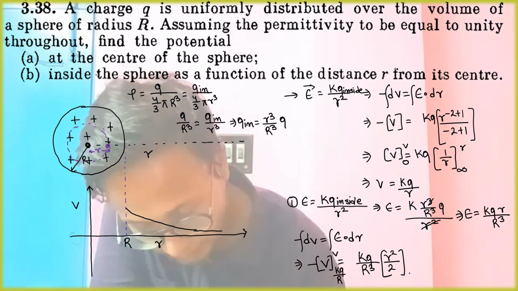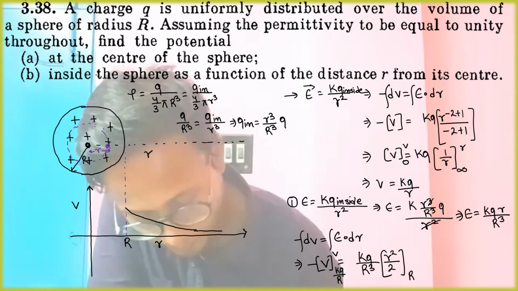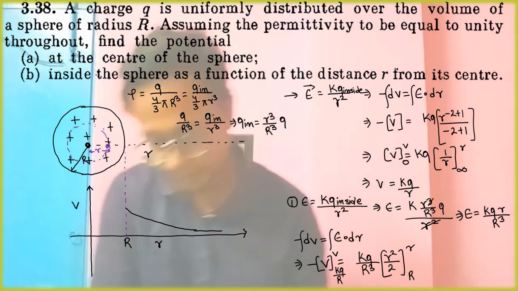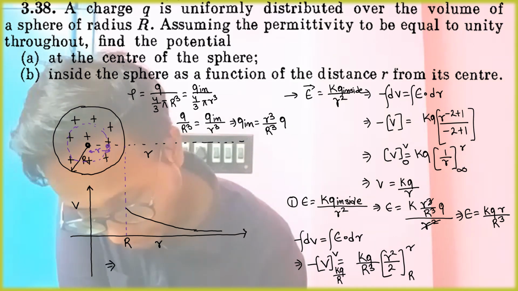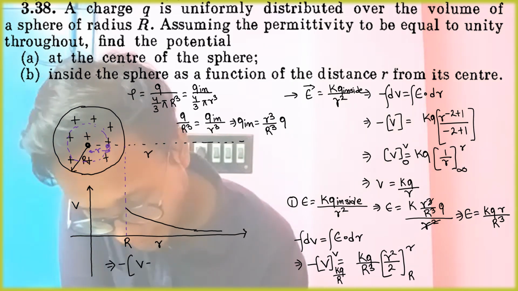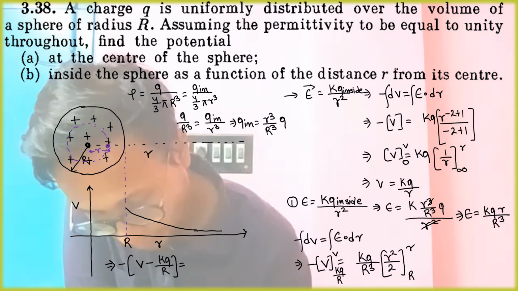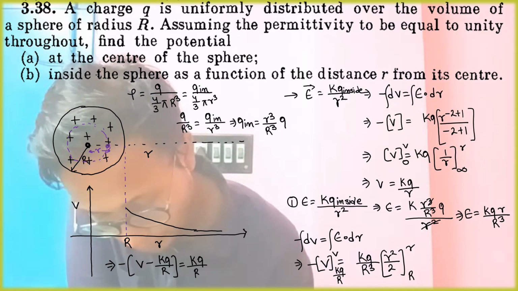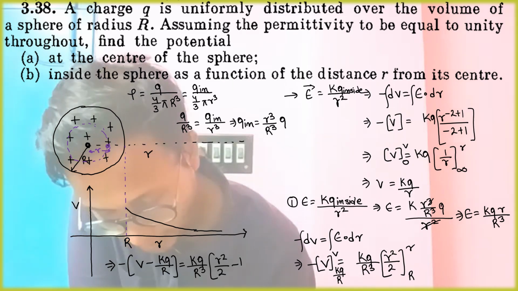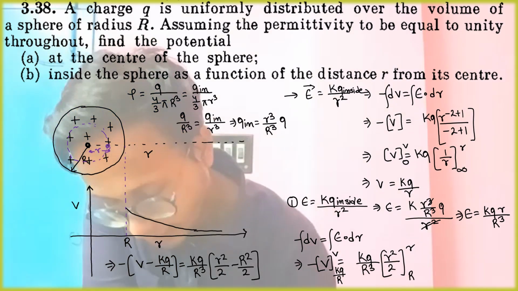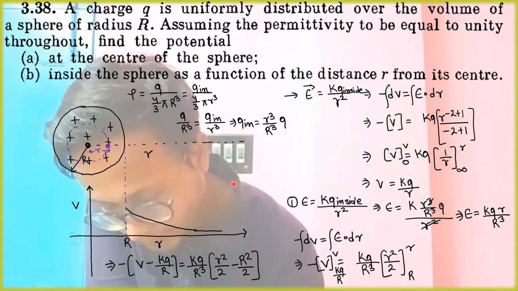Radius at surface is nothing but R. And radius at point r is equal to r. Understood the limits? Now when you have understood the limits, the thing becomes much easier. V minus kQ by R, kQ by capital R is equal to kQ by R cube into r square by 2 minus capital R square by 2. Understood this much? Now I'll just solve this equation out here, in this space.